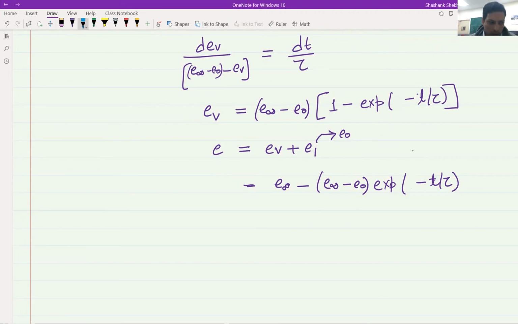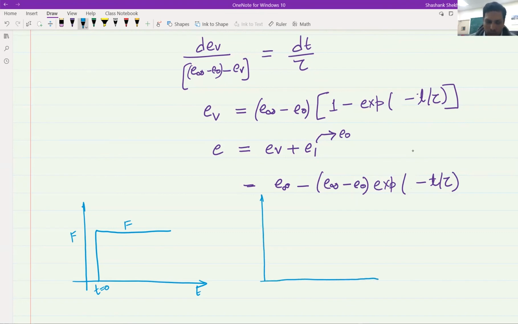And what this means is that we applied a sudden force like this. So this is t equal to 0, this is time. And in response to this, the strain we get is like this, where we have E naught because of the spring 1, and then exponentially reaching this value E infinity, which is primarily due to spring 2.